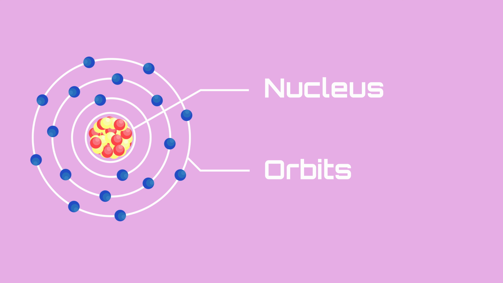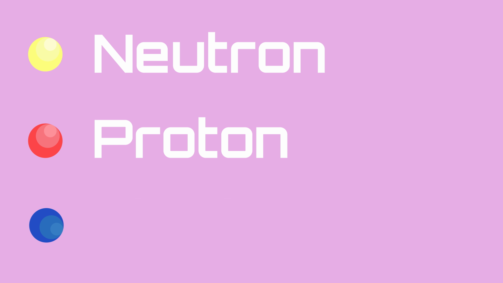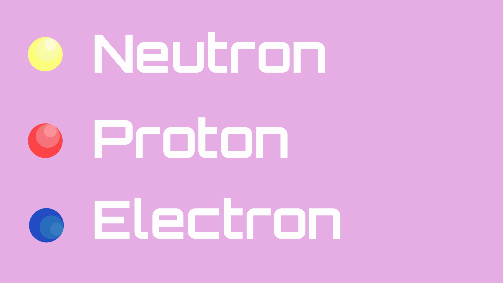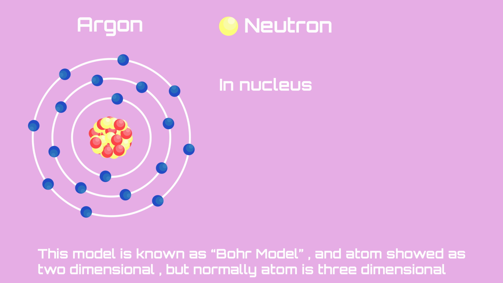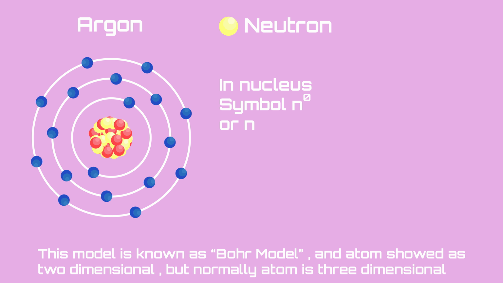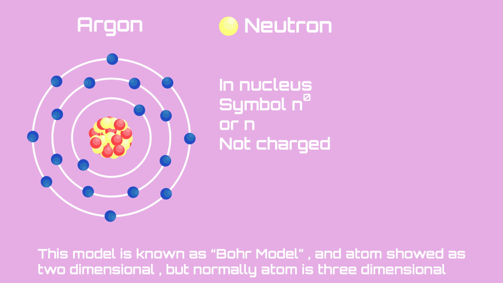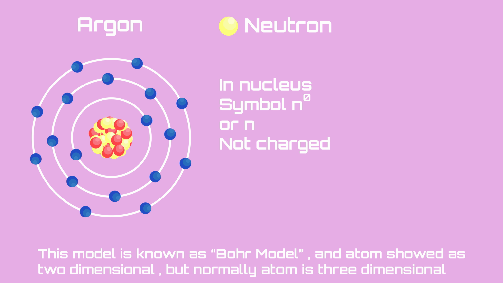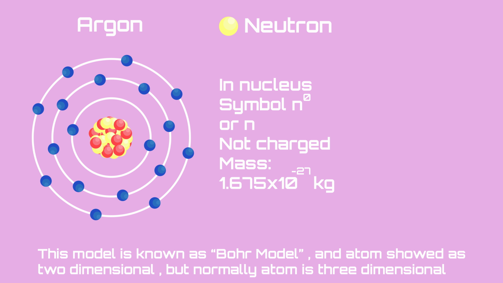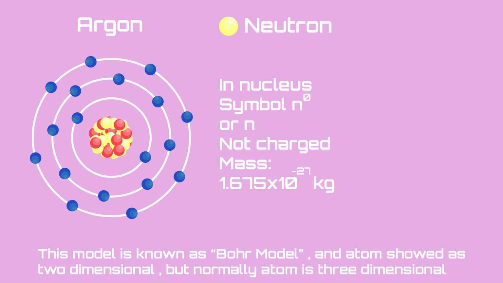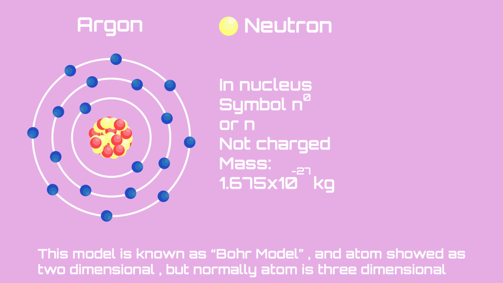Atoms have two main parts, the nucleus and orbits around it, and three subatomic particles: neutron, proton, and electron. Neutrons stay in the nucleus. The symbol of a neutron is n0 or N. Its electric charge is 0, in other words, not positively or negatively charged. The mass of the neutron is 1.675 times 10 to the power of minus 27 kilograms.